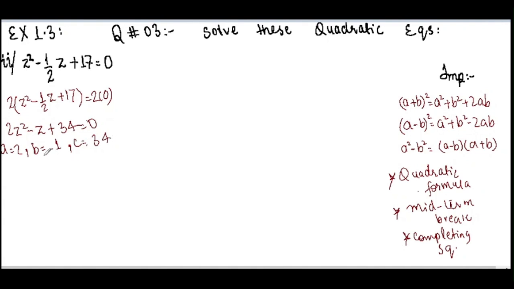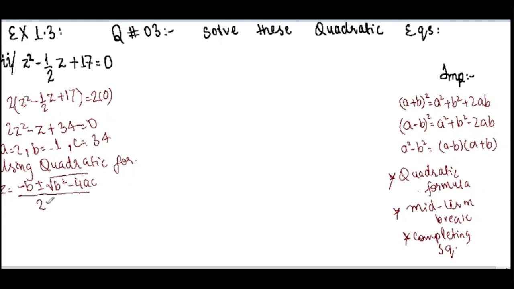How do we find this a, b and c? A is the coefficient of the term with the greatest power, b is the coefficient of z, and c is the constant term, okay? So now using the quadratic formula, z equals minus b plus minus square root of b square minus 4ac. This is the formula, okay?